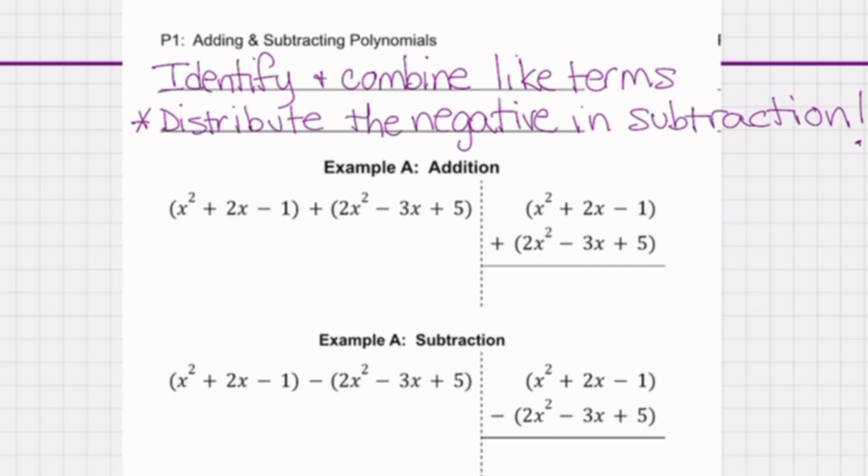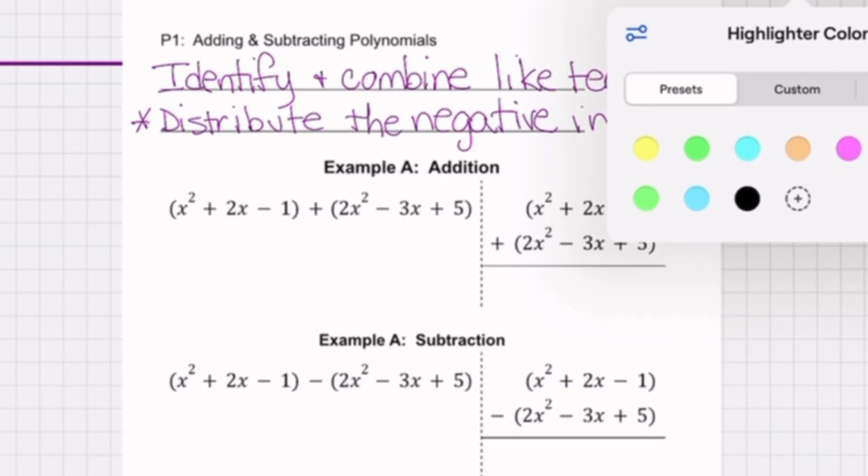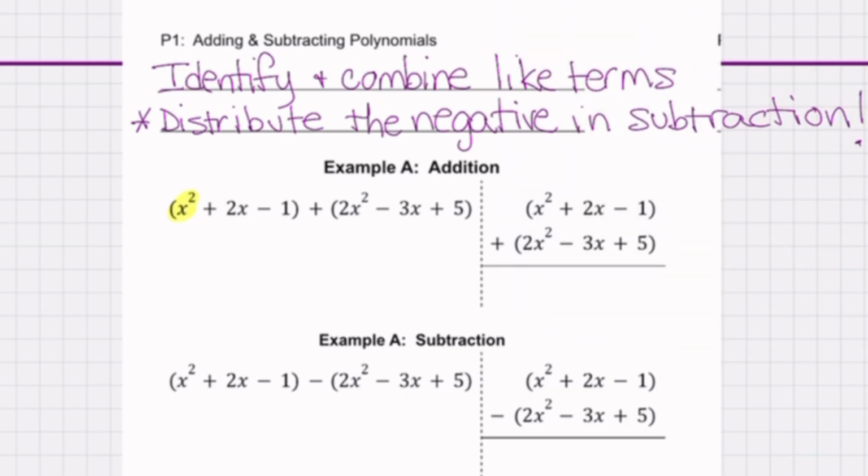So first off, we want to identify and combine those like terms. So I am looking at x squared and 2x squared. Next up, I am looking at 2x positive. Notice I'm going to include that plus sign, and 3x negative. Last but not least, I'm dealing with my constants of a -1 and a +5.